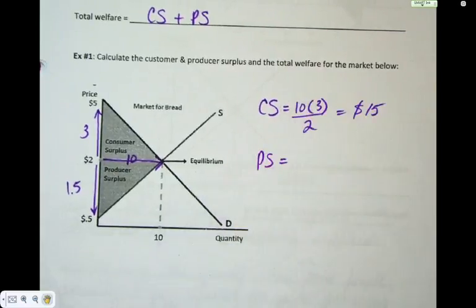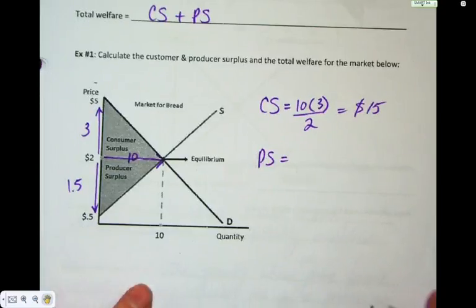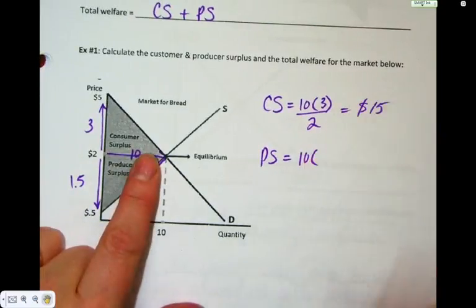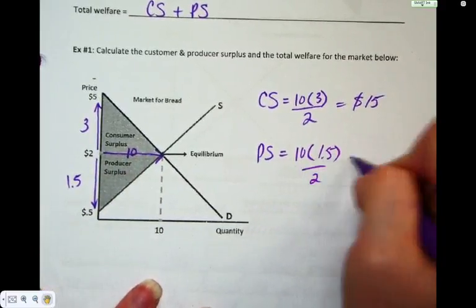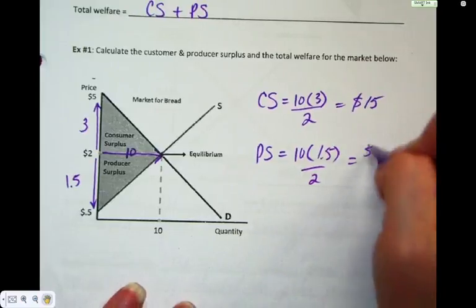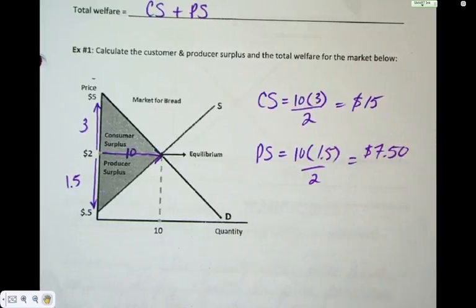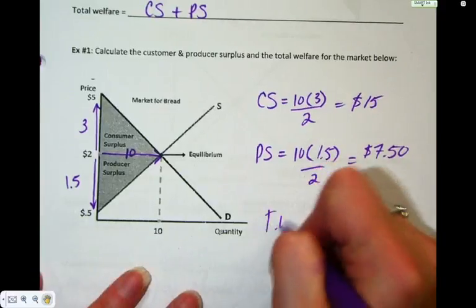Producer surplus is the bottom of the triangle, so how much do producers get to keep because they didn't sell at a lower price? Base is 10, height is 1.5, divide by 2. Offer of $7.50. Okay, so that's all the total money that the producers got to keep because they didn't have to sell it at a lower rate. And then the question asks for total welfare.